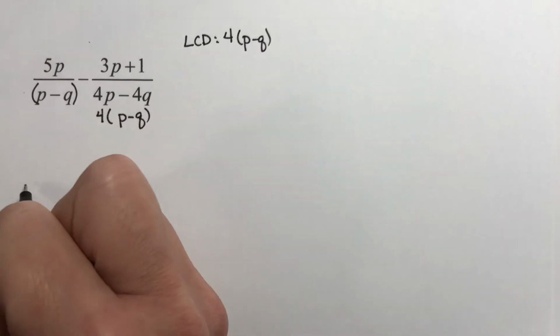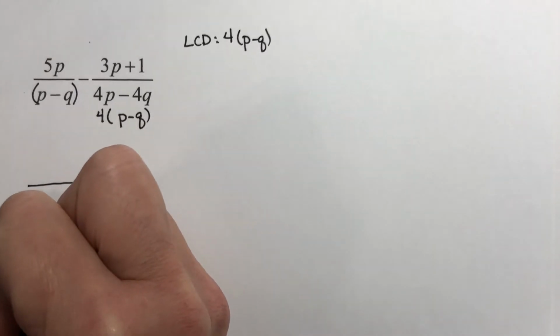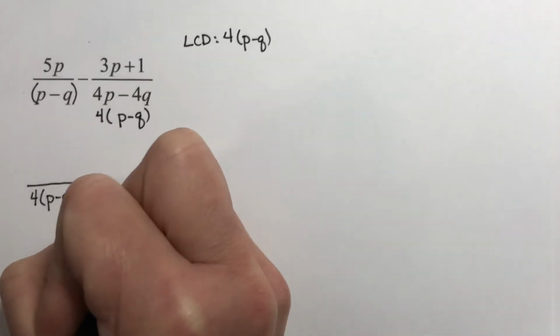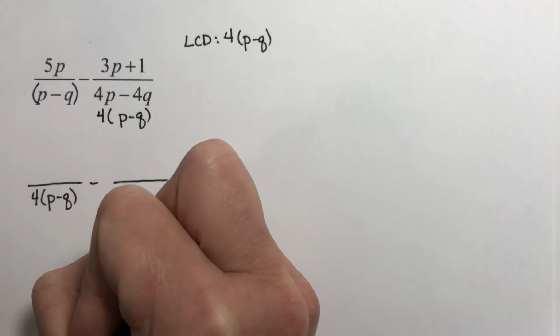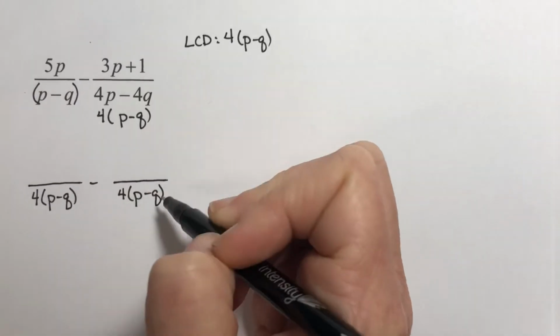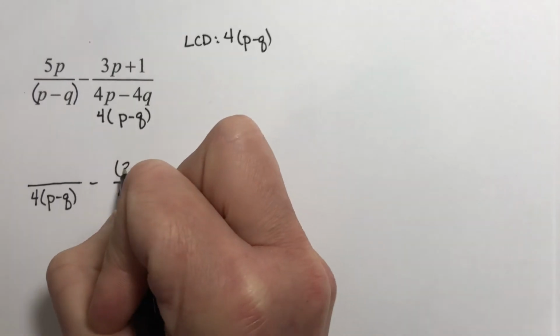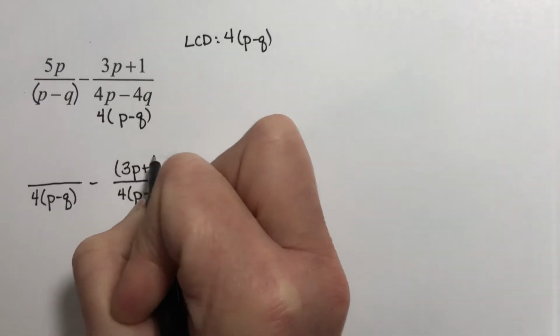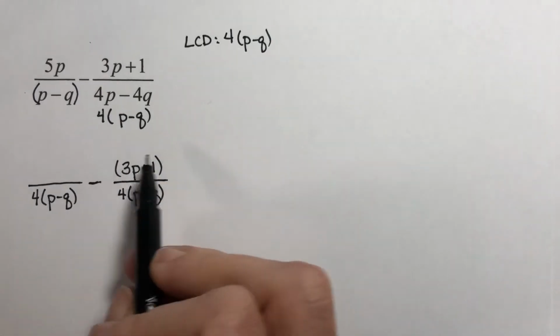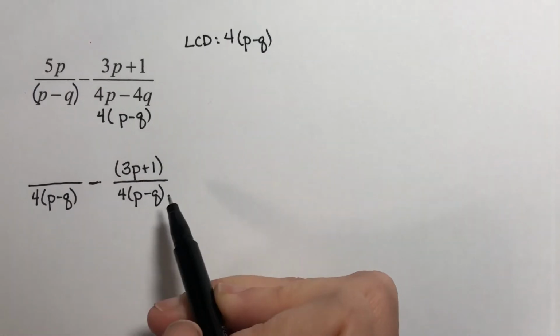So when I rewrite this, I need the denominator to be 4 times P minus Q and 4 times P minus Q. The second denominator was already correct, so the numerator doesn't change either. It's 3P plus 1. I went ahead and put it in parentheses because this is a minus, and I'm really going to have to be careful because this negative is going to have to be distributed eventually.